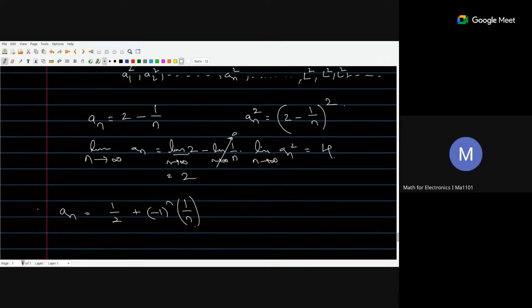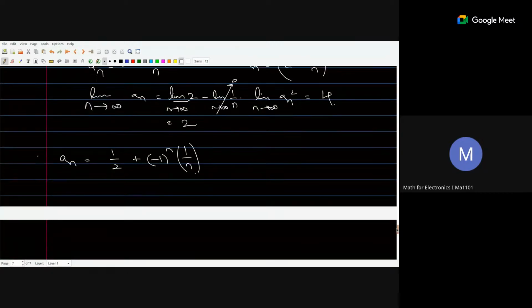Okay. So first and foremost, understand or observe how the sequence is. If you want to observe, you just substitute n equals 1. You will get the first term. So what will be the first term? A1 will be 1 by 2 plus minus 1 whole power 1, times 1 by 1. So this is something like half minus 1. This is minus half.